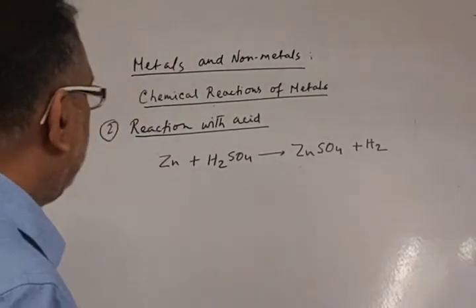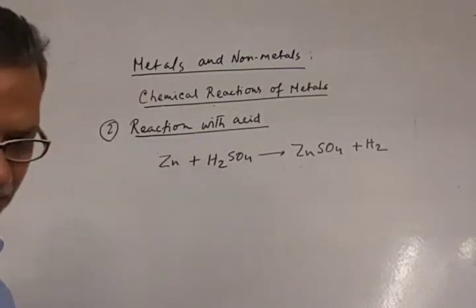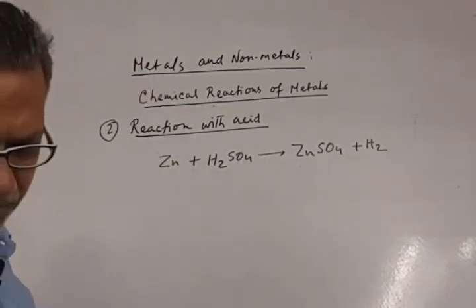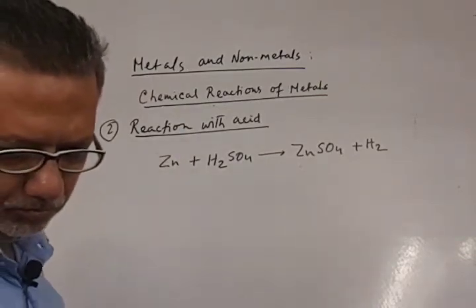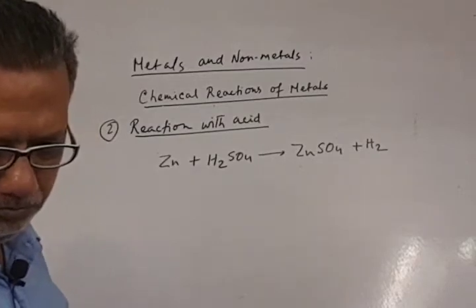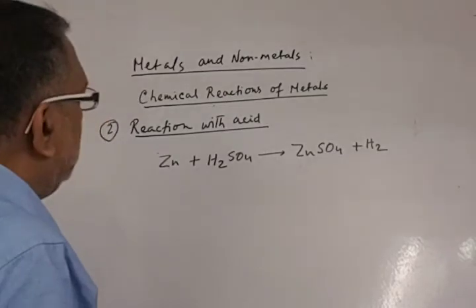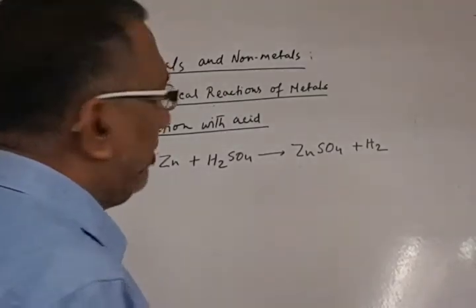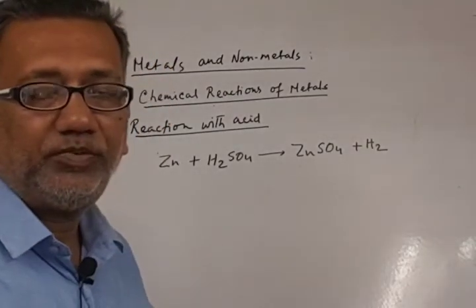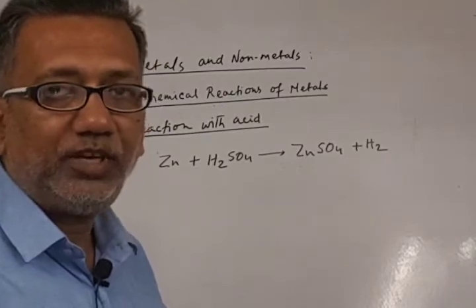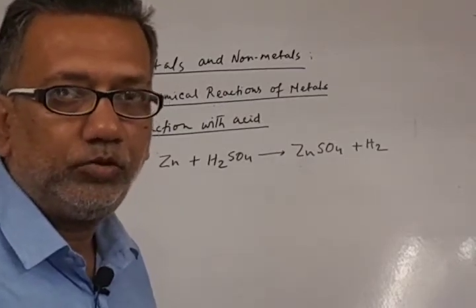So in their case, suppose in case of copper with sulfuric acid, we find that instead of hydrogen, sulfur dioxide gas is produced.